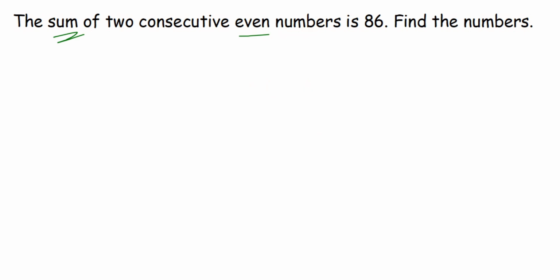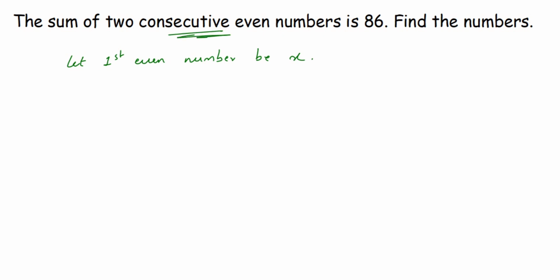Now how will I take my two consecutive even numbers? They are unknown to me. Whenever you have an unknown, you always assume a variable. So let's assume my first even number to be x. Let me write that. Let the first even number be x.